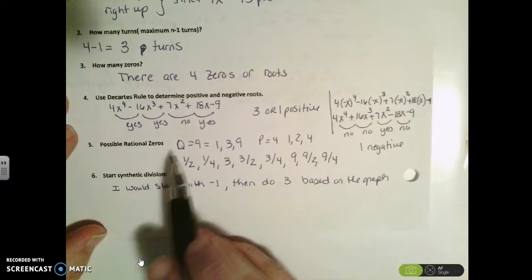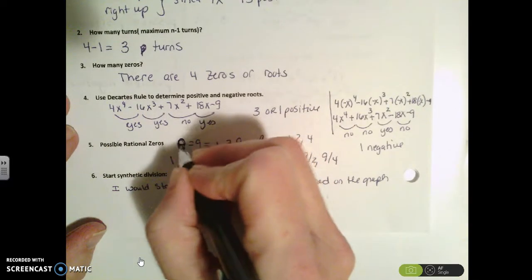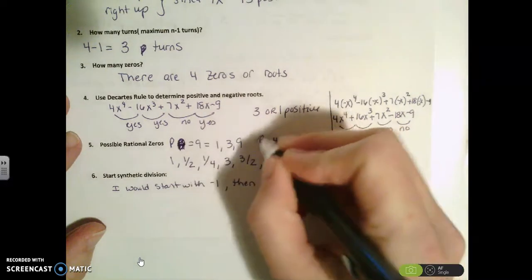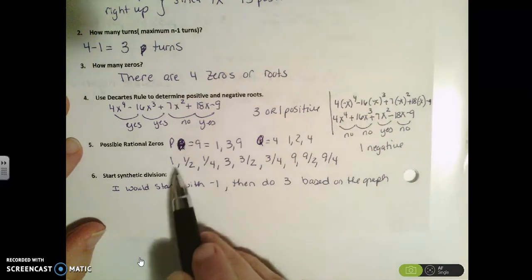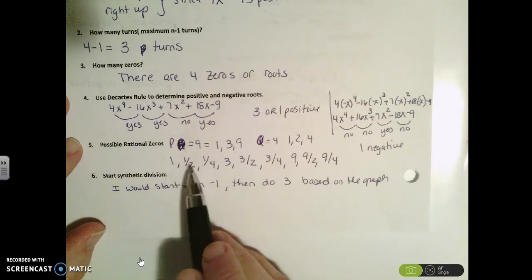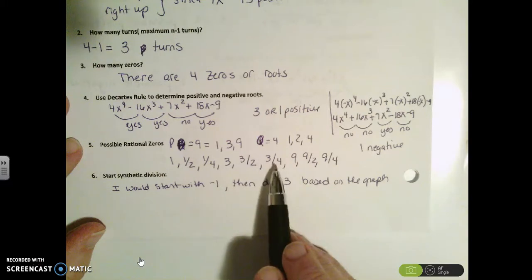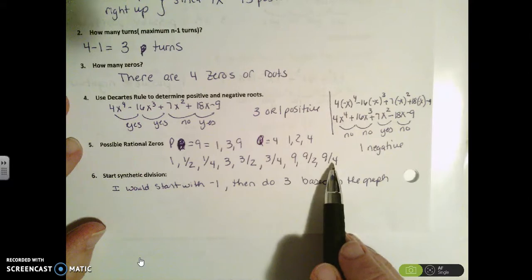So then you can do your possible rational roots. I'm sorry, and I wrote this wrong. P is the 9, Q is the 4. So all of my possible rational roots are 1, 1/2, 1/4, 3, 3/2, 3/4, 9, 9/2, and 9/4.